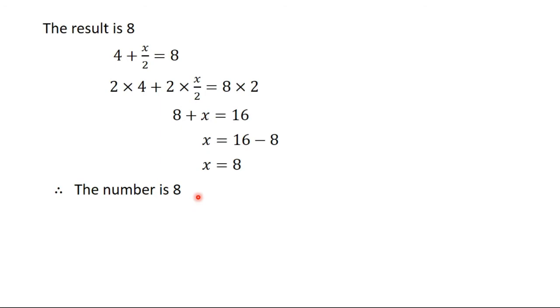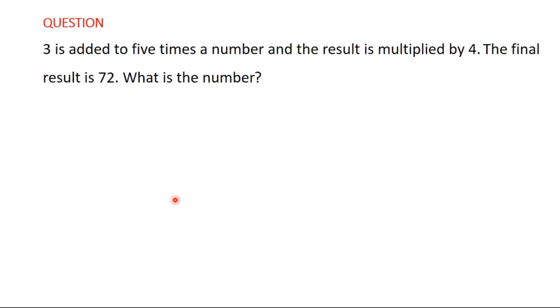Remember the question said when 4 is added to half of the number, the result is 8. So you see that when you test it, you see that truly the number is 8. Let's consider the next example. We have 3 is added to 5 times a number and the result is multiplied by 4. The final result is 72. What is the number? So once again, we are going to break this down.